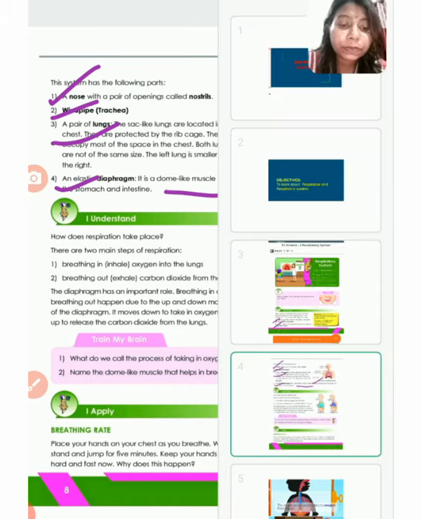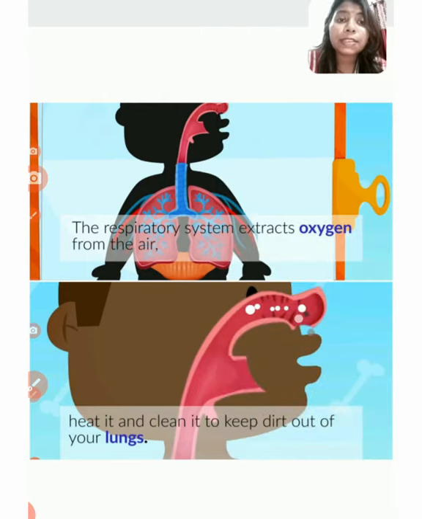See these two pictures. In the first picture, the respiratory system extracts oxygen from the air. That means your nostrils. Through the nostrils, the air is entered. Yes, that oxygen is entered. Now after it enters, we get the nasal hairs. These nasal hairs moisten the air, and also heat it up and clean it to keep the dirt out of the lungs.